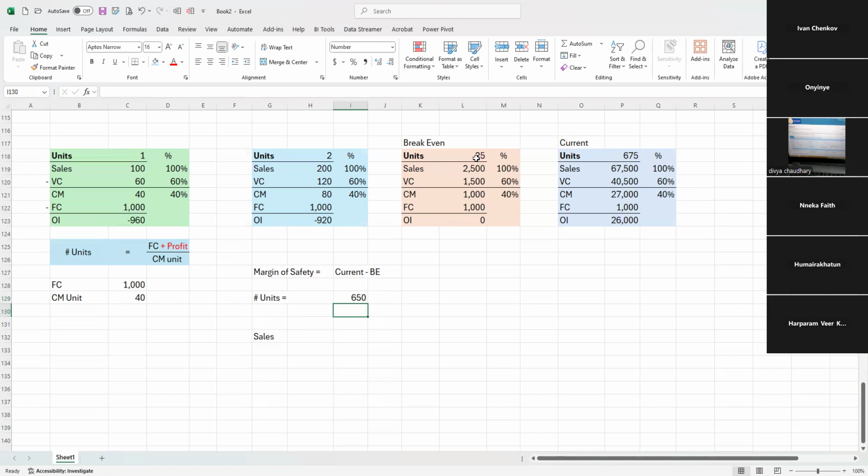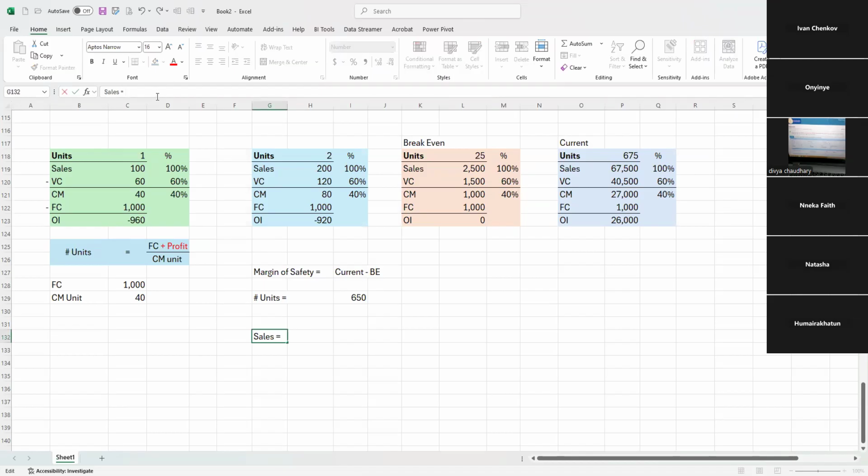Now the question is, if the next month our sales drop by 100 units, do I have to worry about it? No, because I'm way above the break-even. If my sales drop by 200 units, do I have to worry about it? No. Again, I'm above break-even. Same thing applies to sales.